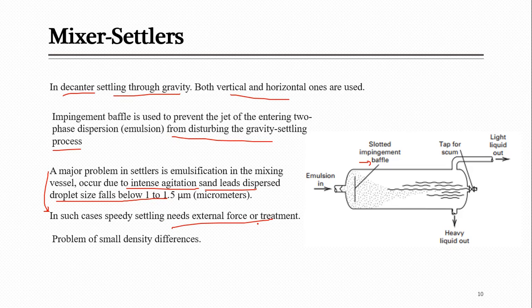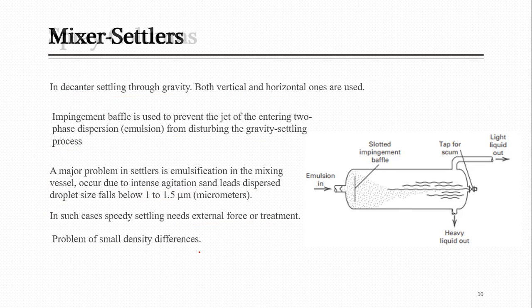Another problem which occurs in such kind of mixing and settling systems is if there is a small density difference. In such equipment, if there is a small density difference, and I think I have discussed it 2 to 3 times already, the phases don't settle due to gravity. In such a case you have to go for other options like centrifugal or some other way to separate them into two phases, like extract and raffinate.